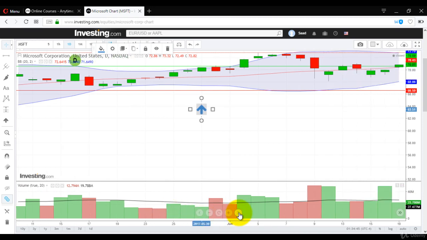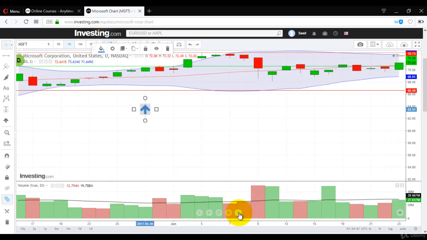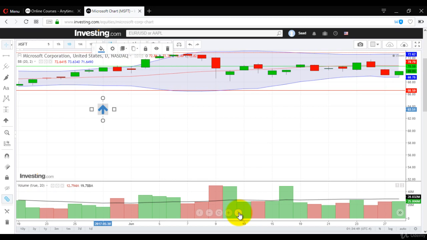Let's see. Now this date is 27th June. This would be 28th June. We bought it right here. This green line acts as a buying call option. That is, we can buy the stock right here. And this red line is a danger line. If it goes below this, we start to generate losses.